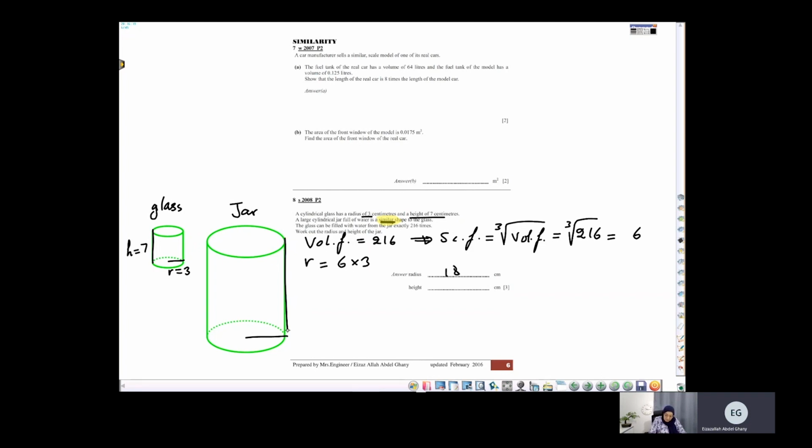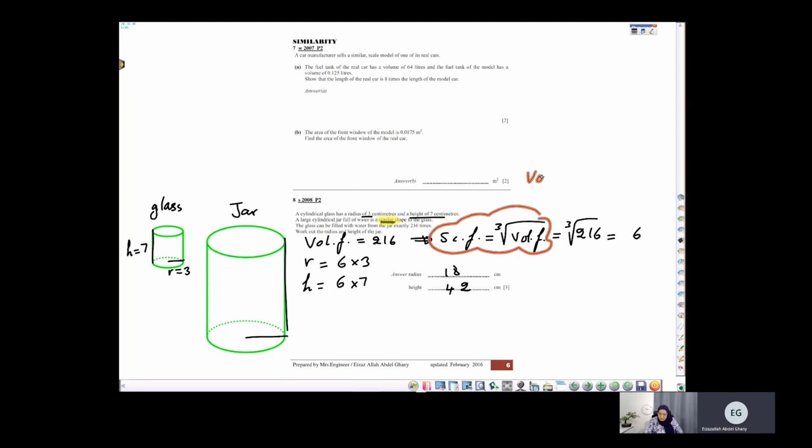And the bigger height is 6 times the smaller height. So 6 multiplied by 7 is 42 centimeters. Any conversion? No. Everything is in centimeters in the question, so no conversion. How did I know this relation?